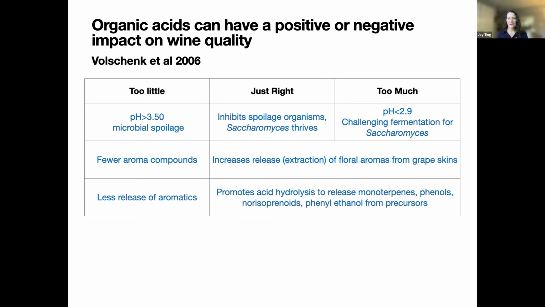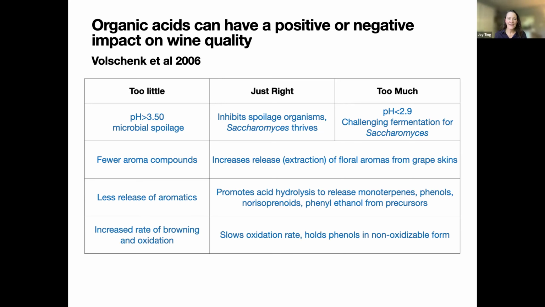Once we get those aromatic compounds, most of the time they're not aromatic when we first get them from the skins. They come in as non-aromatic precursors. And it turns out that having a lower pH also helps to release those aromatics from their precursor molecules through the process of acid hydrolysis. So again, you get a little bit more aromatic and you release a little bit more aromatic.